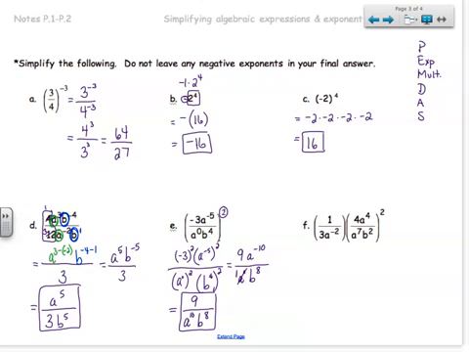So in letter F, I'm going to first take this second parenthesis and use my second power, raise everything in that parenthesis to the second power. So we get 4 squared, a to the 8th over a to the 14th, b to the 4th.